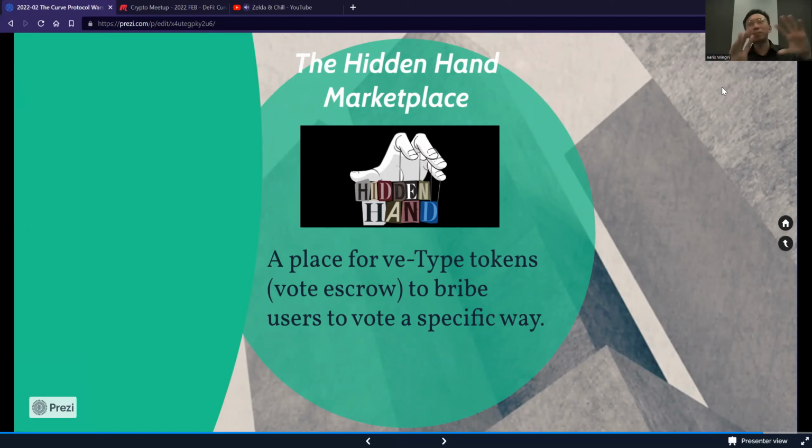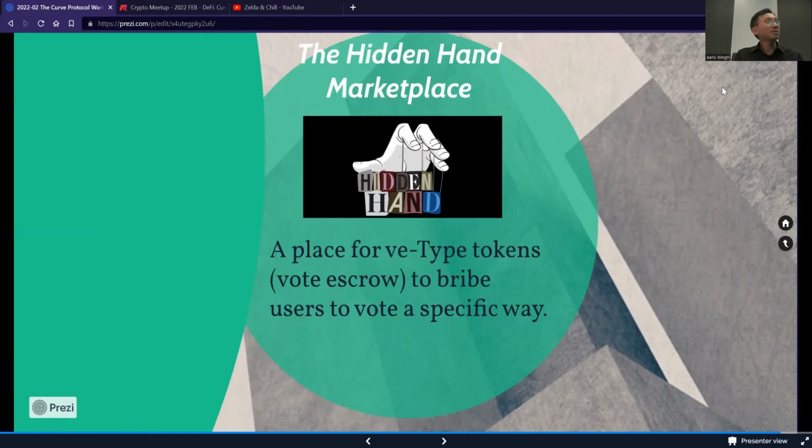So it's a marketplace specifically for VE type tokens, vote escrow tokens, where you lock your tokens and you just vote on stuff, right? So it's a marketplace where they pay you to vote on specific things. Let's say, for example, maybe you got paid $100 if you voted for Biden or Trump or something like that, right? So you would get paid to do certain things, right? You get incentivized. Yeah, it's called Hidden Hand, which explains it. It's a really good name for the project.